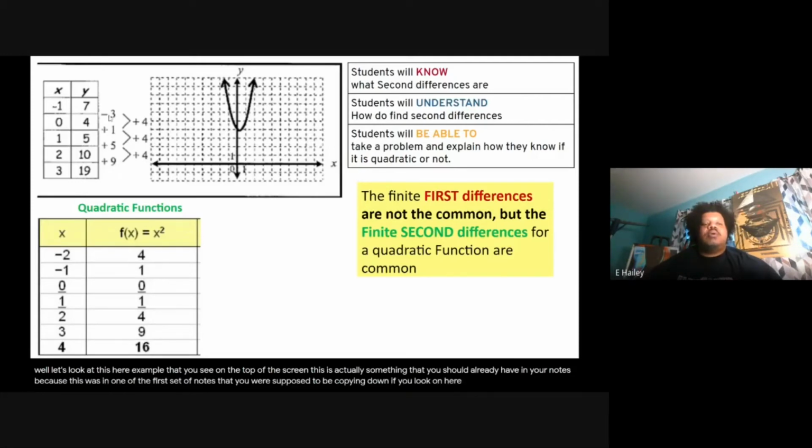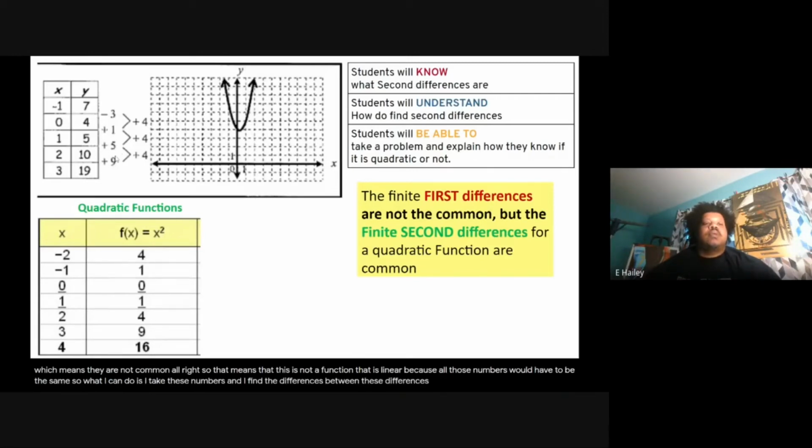If you look on here, you'll notice that the first differences are -1, -3, +1, +5, and 9. They are not the same, which means they are not common. All right. So that means that this is not a linear function, because all those numbers would have to be the same.